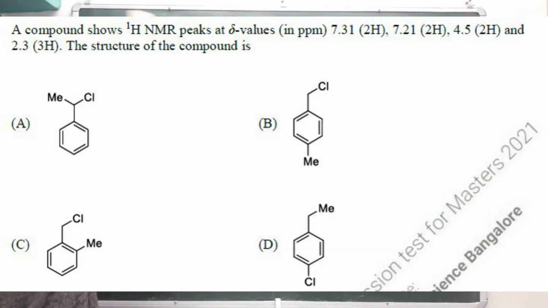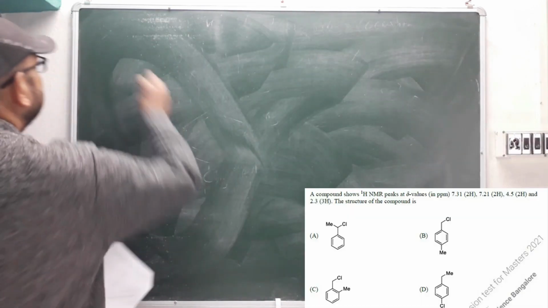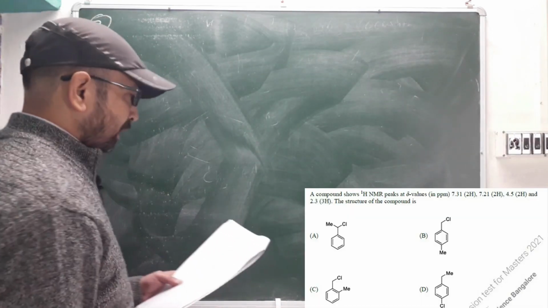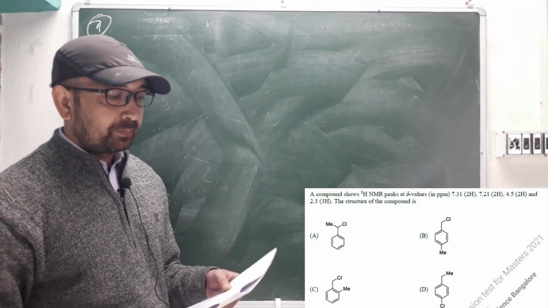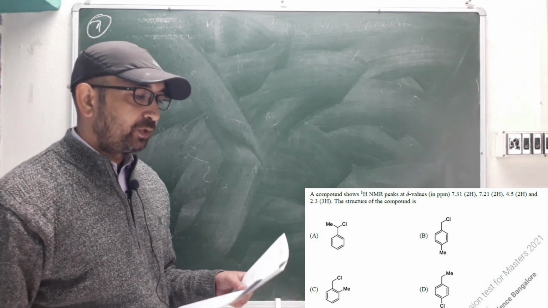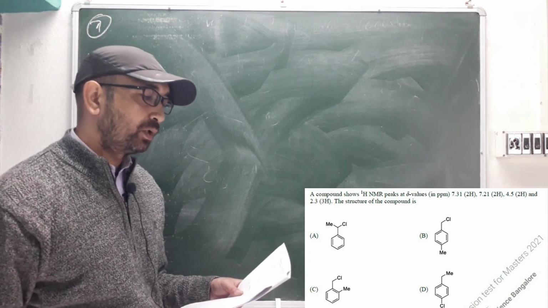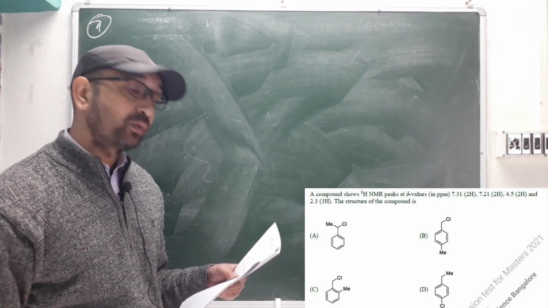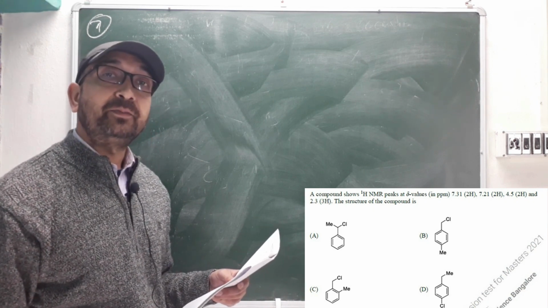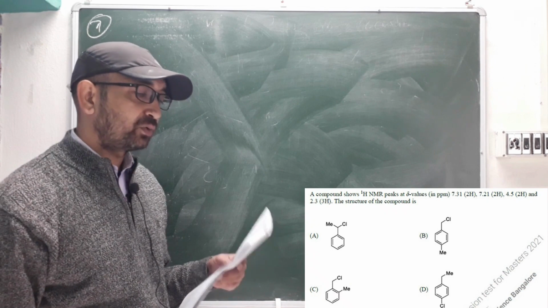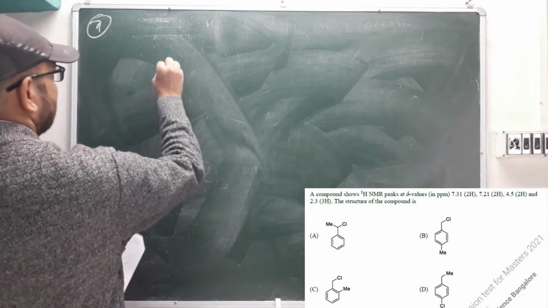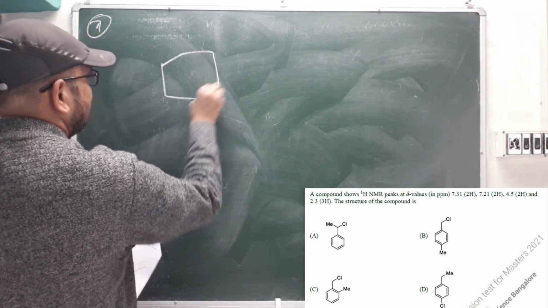2021, question number 7. Okay, let's see. A compound shows a proton NMR peak at delta value in ppm 7.31, 2 protons. So 7.31, it is in between 6.5 to 7.5, means it is aromatic. Okay, so aromatic it is saying. So if they are saying aromatic, we'll just draw it aromatic first of all.